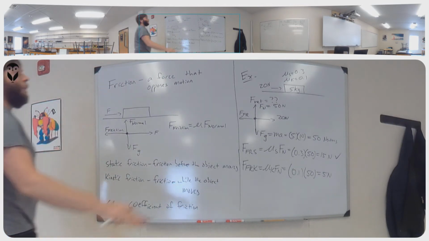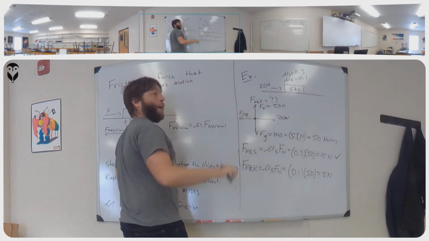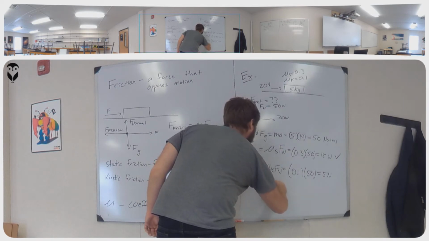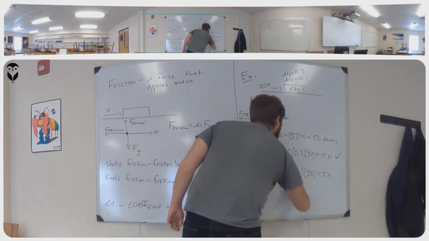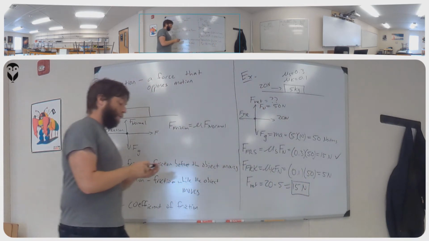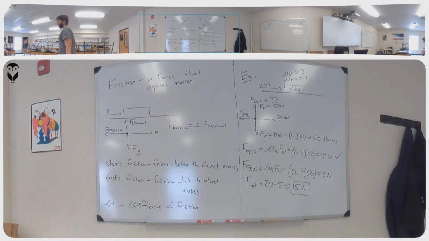So now I have 20 newtons trying to push us to the right. I have 5 newtons trying to push us to the left. So the net force is 20 minus 5, which is 15 newtons. Okay? So the net force is 15 newtons in this case.